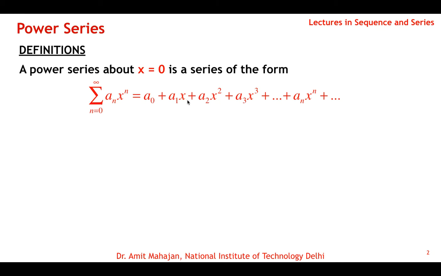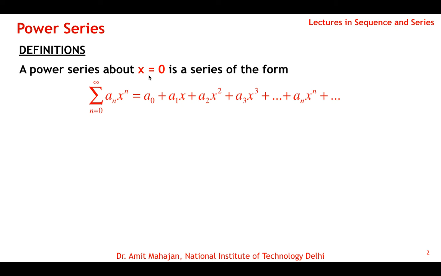Okay, so here x is a variable, and a naught, a1, a2, a3, so on, an, these are constants. Okay, and this is written in powers of x, so that's why we call it a power series about the origin, about x is equal to 0.